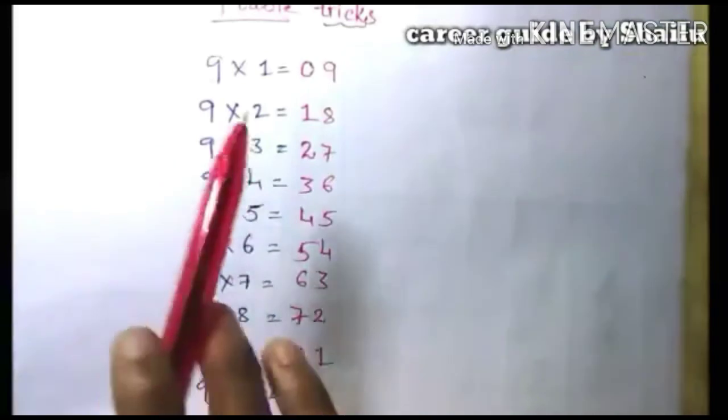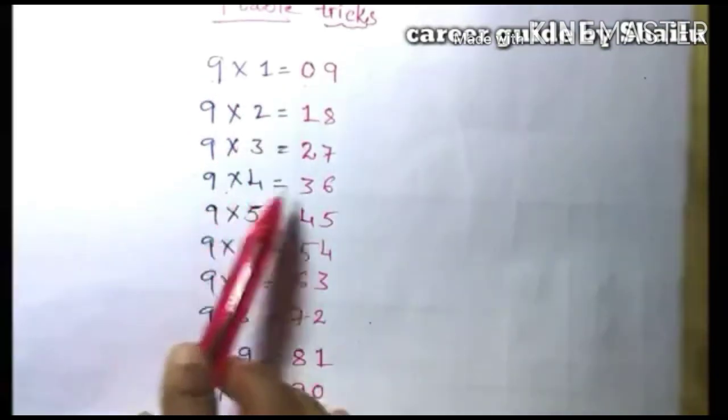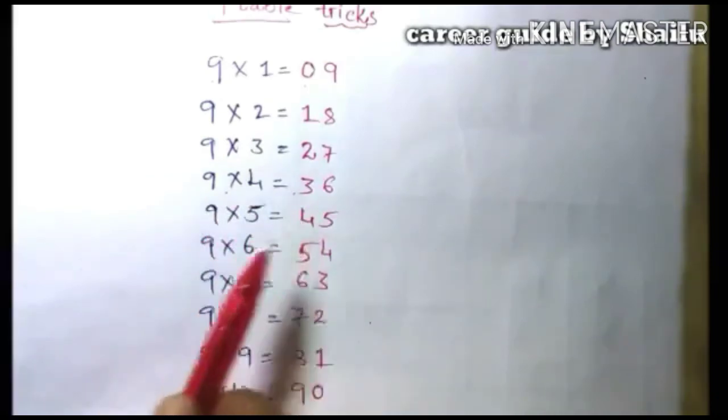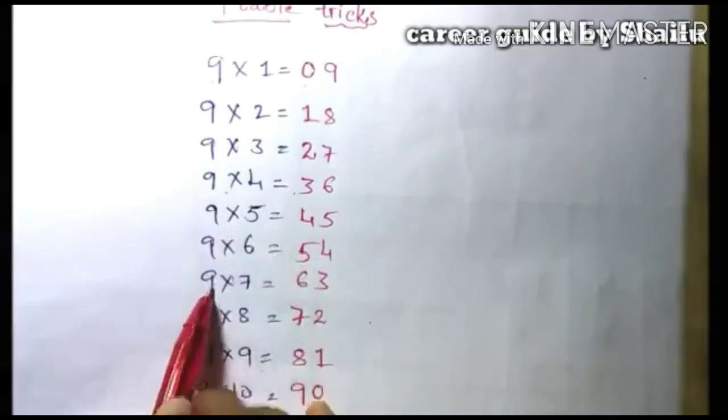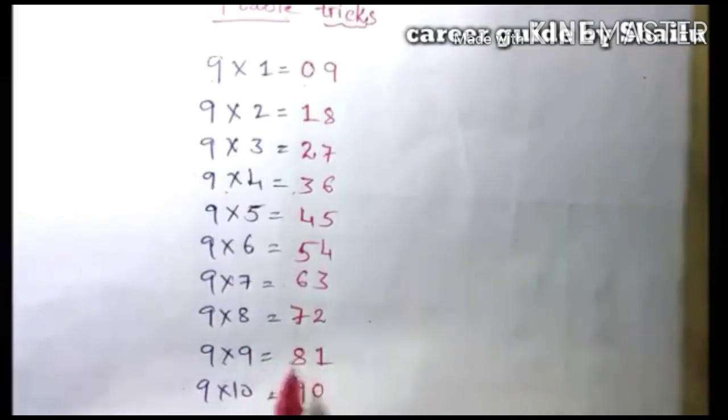This is your 9 table. 9 ones are 9, 9 twos are 18, 9 threes are 27, 9 fours are 36, 9 fives are 45, 9 sixes are 54, 9 sevens are 63, 9 eights are 72, 9 nines are 81, 9 tens are 90.